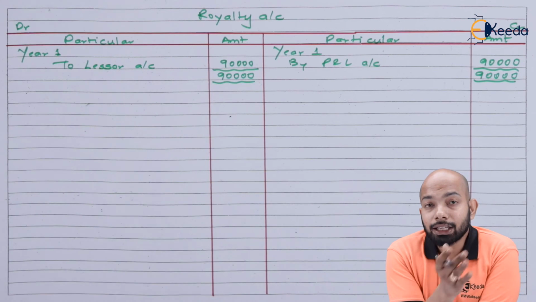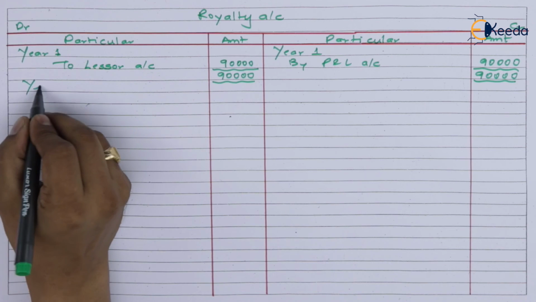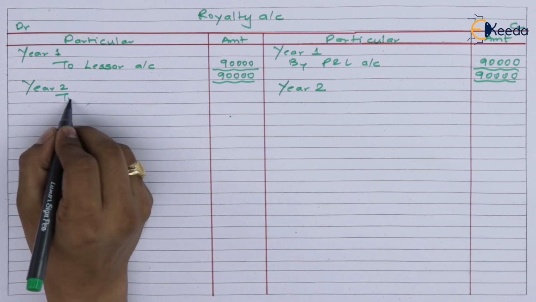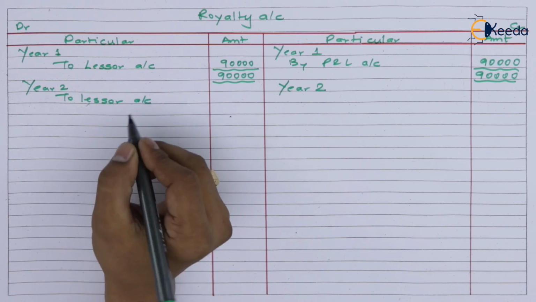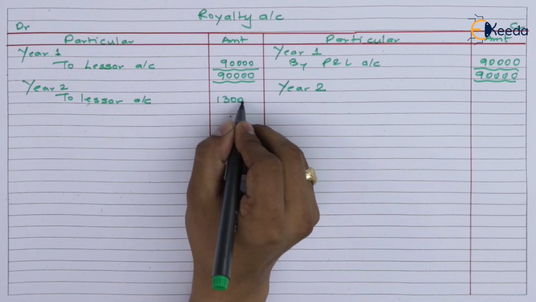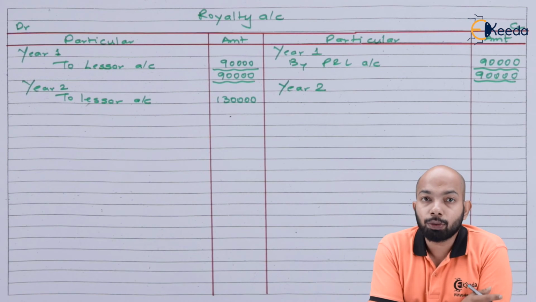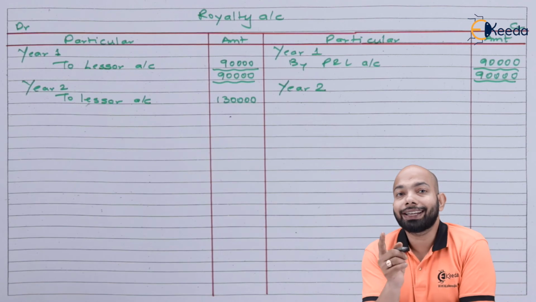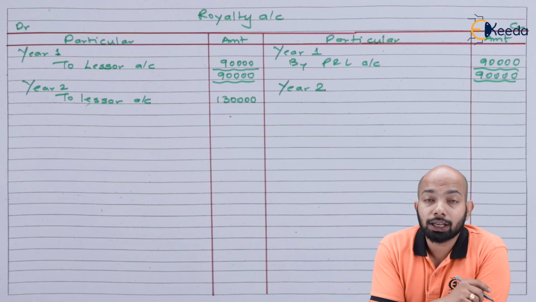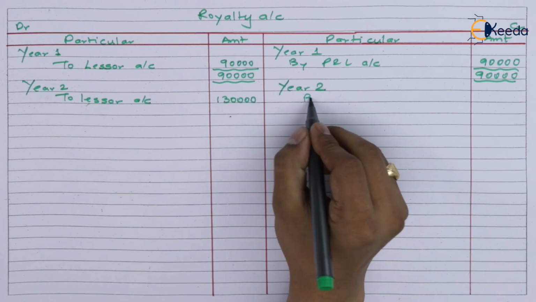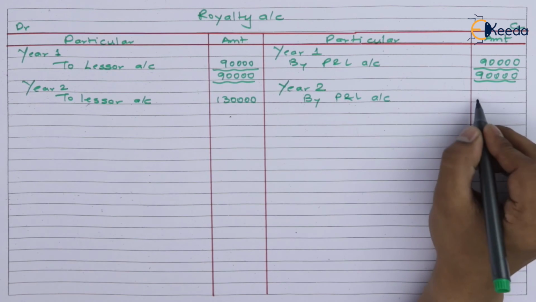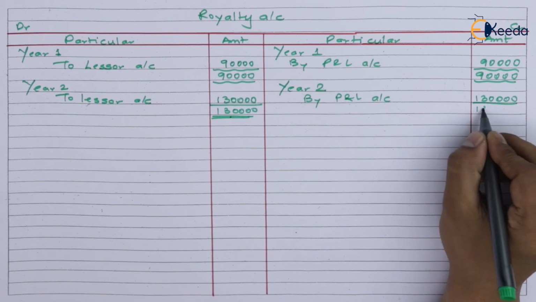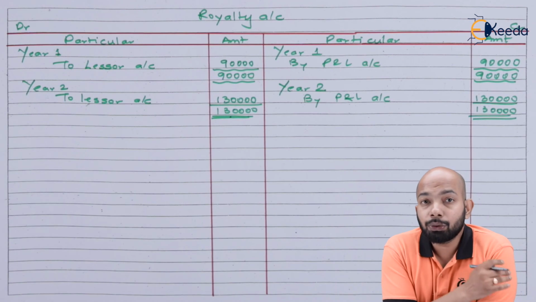Year 1 is done. Let's go for year 2. Again, for year 2, the royalty was 1,30,000. So to lessor account, 1,30,000 has been mentioned. Again, on the credit side, it will be by profit and loss account 1,30,000. Now, let's come to year 3.